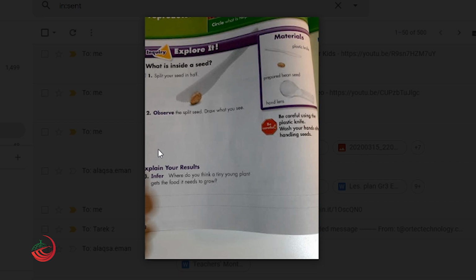After observing, where do you think a tiny young plant gets the food it needs to grow? Where is it? Okay. You will write your expectation, and then when we proceed with the lesson, maybe you will find the correct answer.